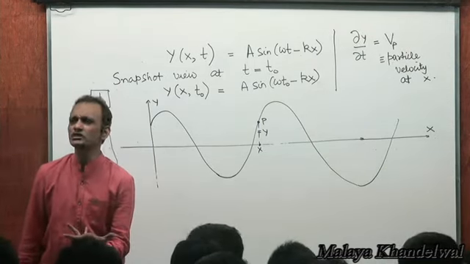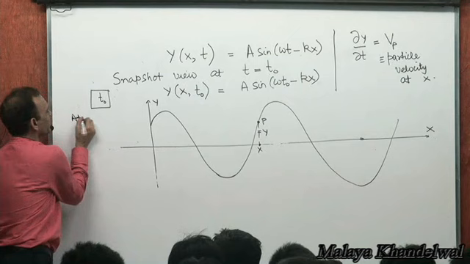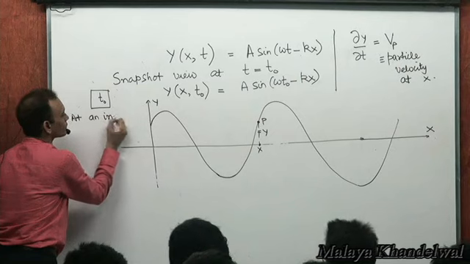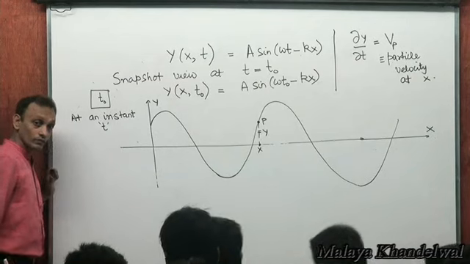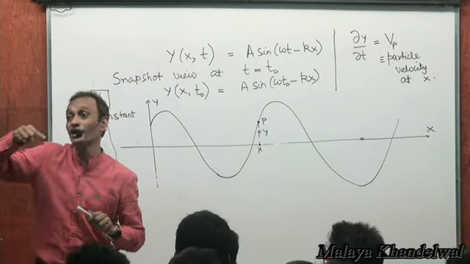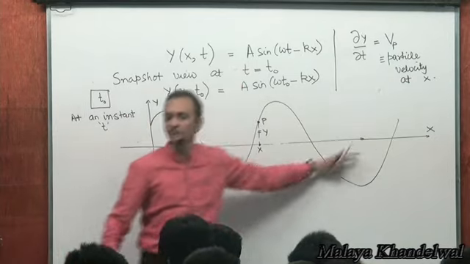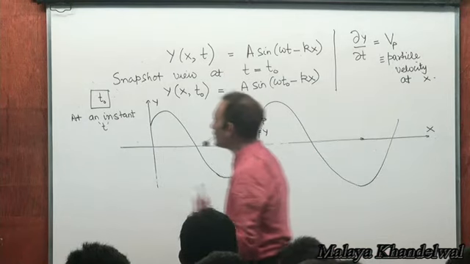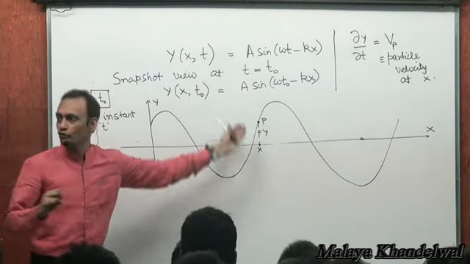Now, at a given instant of time t. Moment I talk of an instant t, all that I'm looking at is the displacement y of various particles at that instant, which would be this. This is at an instant t, for example, the displacement of various particles. Then it's as if t is constant, and I get the snapshot view of the wave.